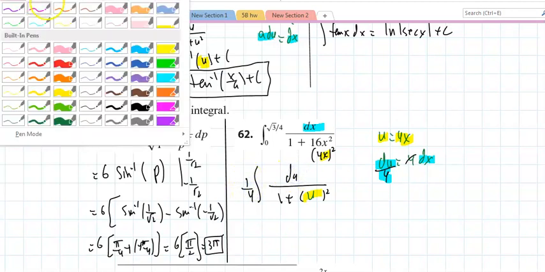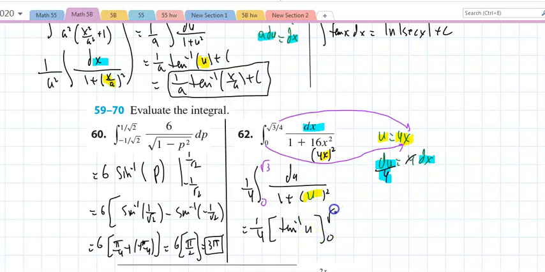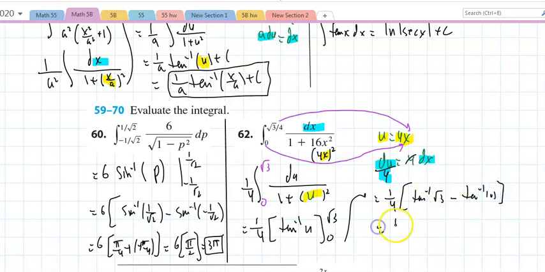And I'm going to change the limits on the integral. I talked about that last time. If you put a 0 in for x, 4 times 0 is 0. If you put in radical 3 over 4 in, the 4's cancel out and you're left with radical 3. And this will become 1 over 4. What do you take a derivative of to get 1 over 1 plus u squared? Inverse tangent of u, evaluated from 0 to radical 3. That will give me 1 over 4 times the inverse tangent of radical 3 minus the inverse tangent of 0. That turns out to be 1/4. This will be pi over 3 minus 0, which is pi over 3.